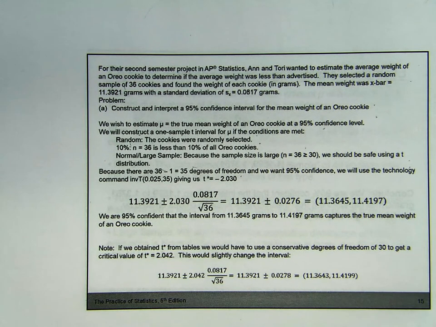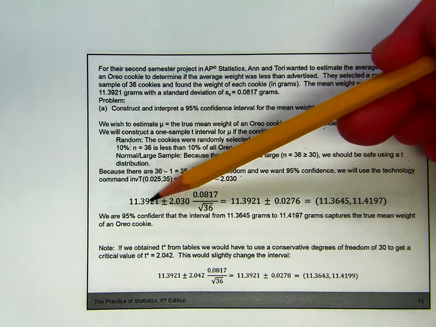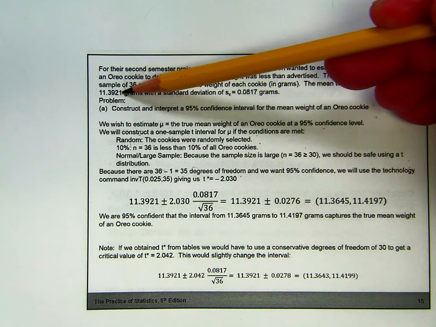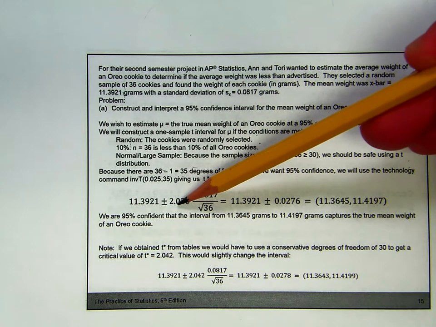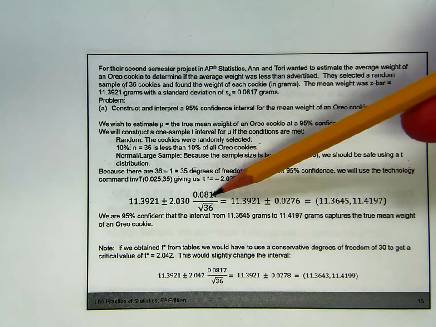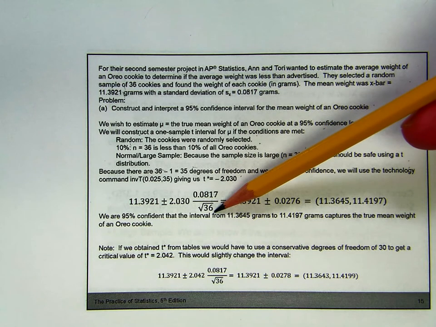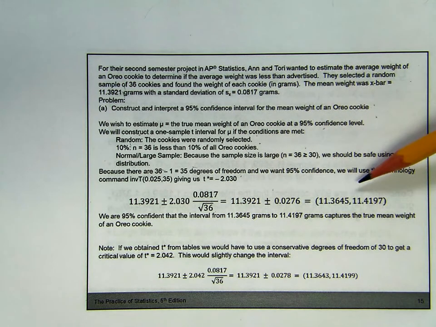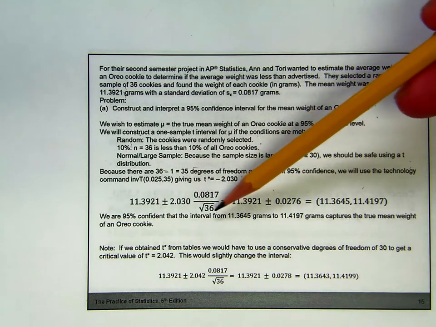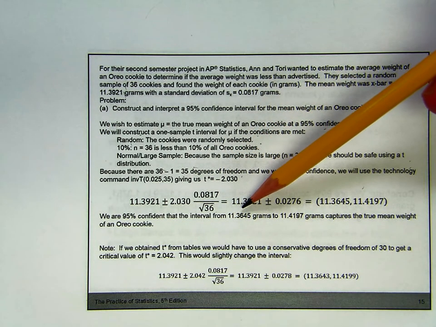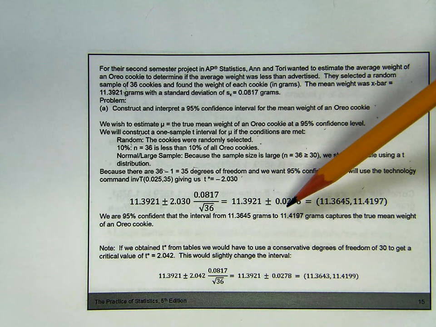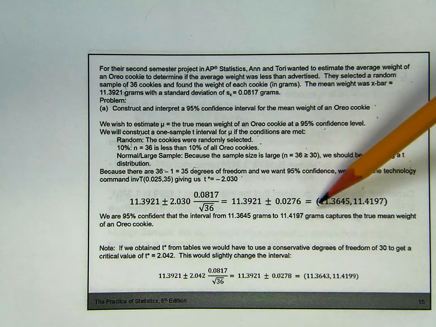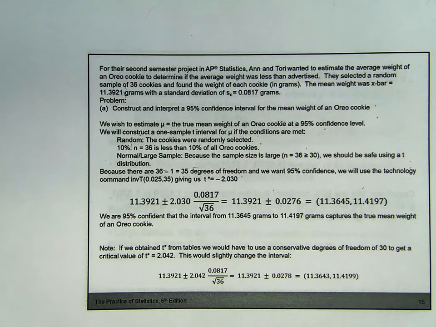Okay, creating the confidence interval: our sample mean, that came from the problem. T star, we just stated where that came from. Sample standard deviation, sample size, order of operations, this is our interval. So we're 95% confident that the interval from 11.3645 grams to 11.4197 grams captures the true mean weight of an Oreo cookie.